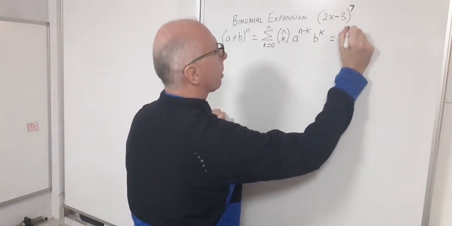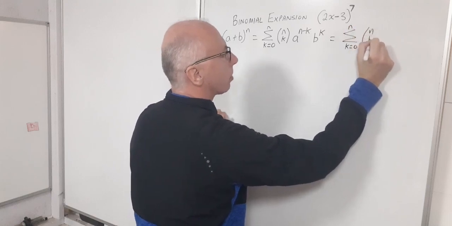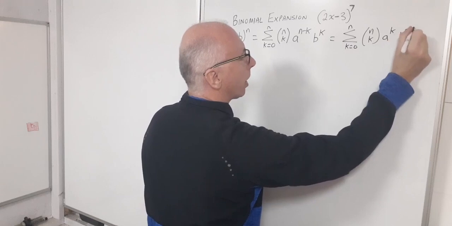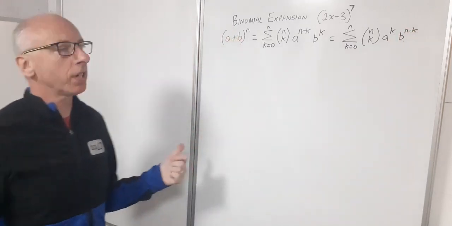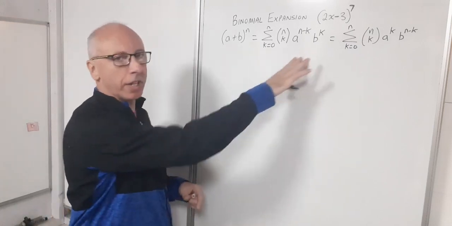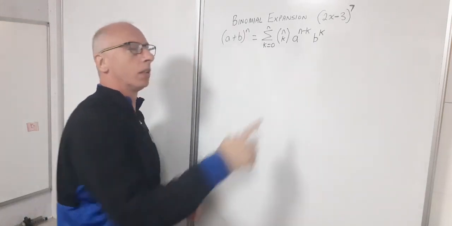Now you could do it the other way round if you like, because this is symmetrical: k equals 0 to n, n choose k, then a to the k and b to the n minus k. That would also yield the same result, so that is also valid. Anyway, I'm going to use this one today. This one we don't need.